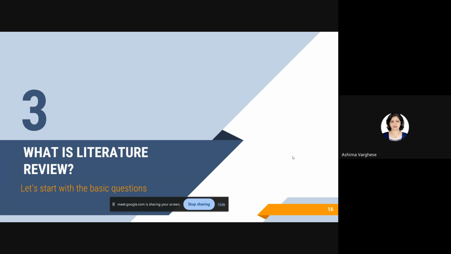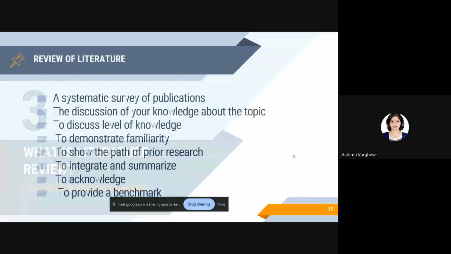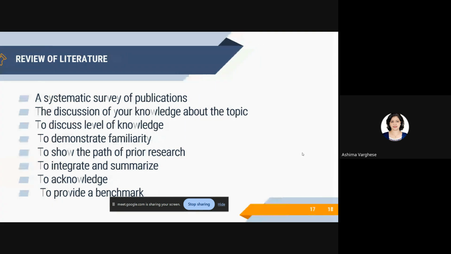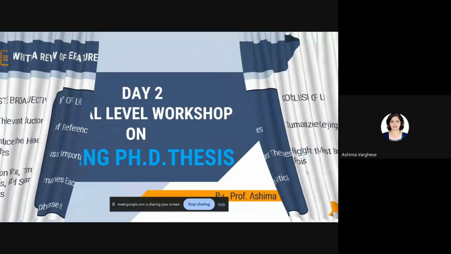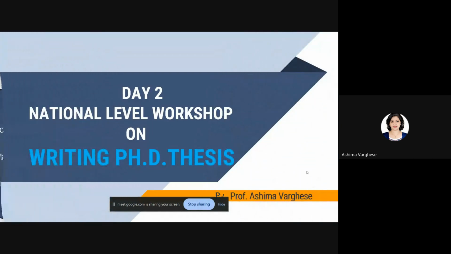We have also reviewed the chapter which is the literature review. This is the most important chapter because it is the foundation of whatever research you are going to present, and it also discusses the knowledge of the topic. It will guide you, and it should be integrated and summarized along with the paraphrasing tools, and it should contain the preamble or the body of literature and the conclusion, where you have to summarize the key findings regarding the literature which you have reviewed, and you need to paraphrase it in your own words. Okay, this was the quick recap of yesterday.